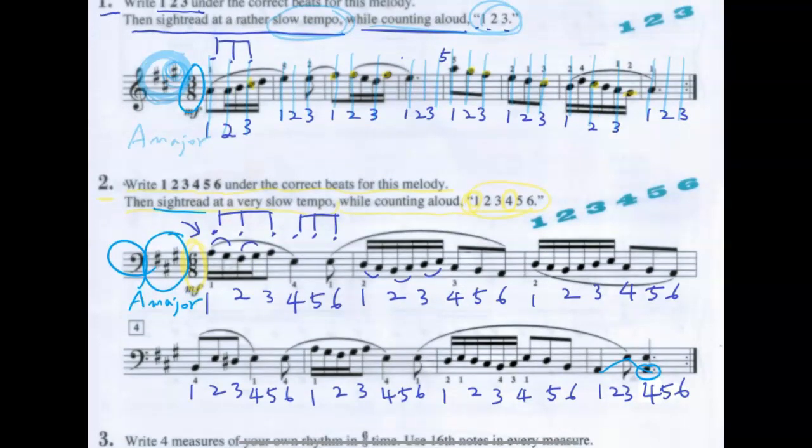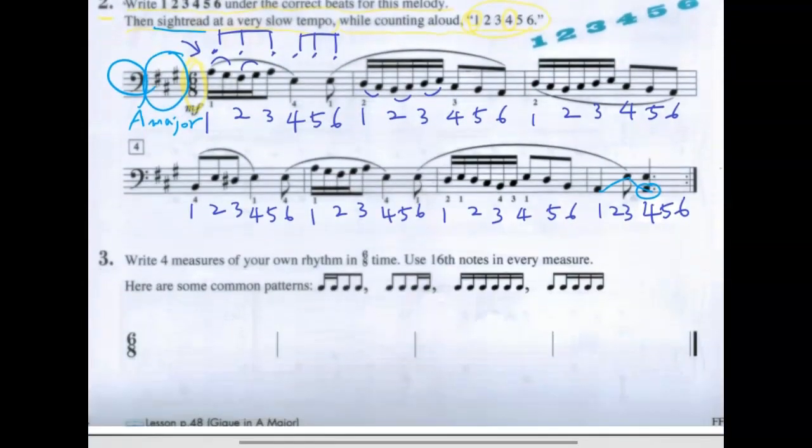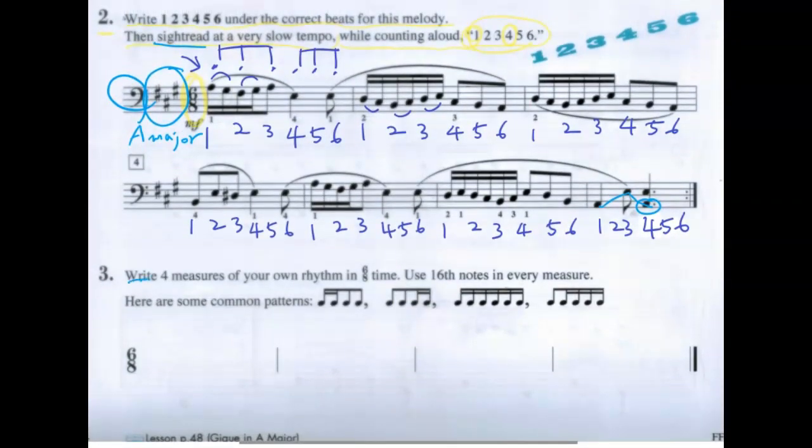Alright, let's move down now to number 3. Here, write 4 measures of your own rhythm in 6/8 time. You're composing the rhythm. Use 16th notes in every measure. And here are some common patterns. The book gave you some examples of rhythm patterns here. So the first one, this one is ta ta ta ta, right?